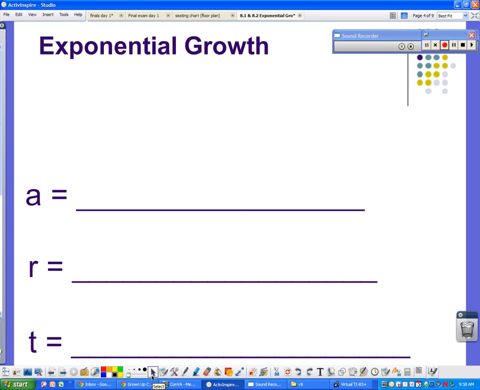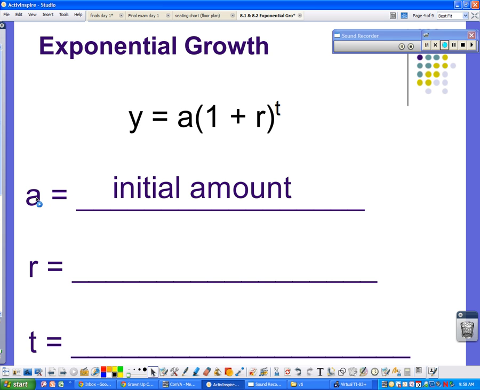So the formula for an exponential growth is y equals a times the quantity 1 plus r to the t power. And basically all this is going to amount to is an equation or a formula that you need to plug some information into. So a, starting out, is known as the initial amount. It's the amount that you're starting with. Okay? R is the rate.